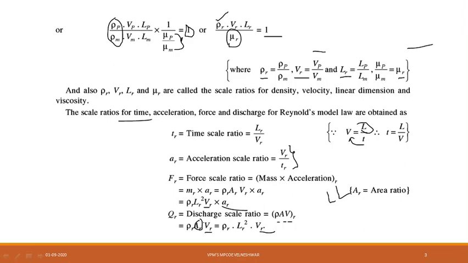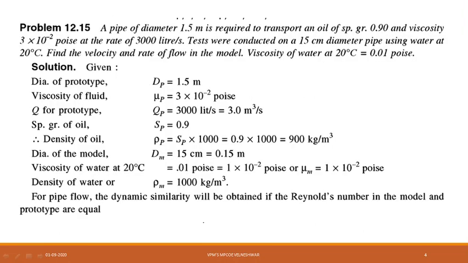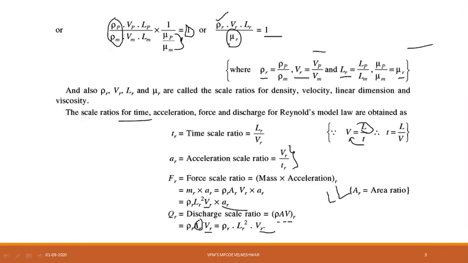If you see in my previous video, if you want to get full clarity, watch my previous video and come to this video, then you will understand. Now the derivation is completed. Here Tr we have found, that is time, Ar we have found, that is acceleration, Fr that is force, and Qr that is discharge. Like this differently we have found. The derivation is complete, a simple derivation. We only have to show the difference between scale ratio, prototype and model.